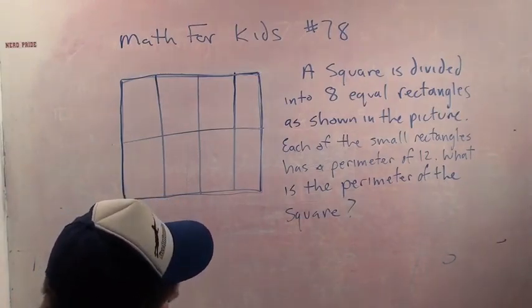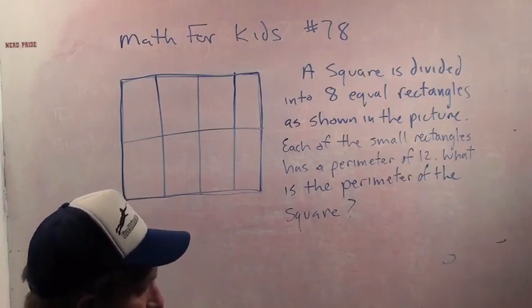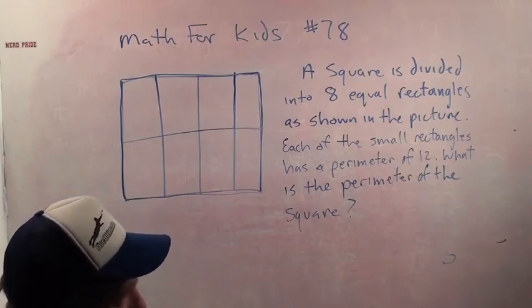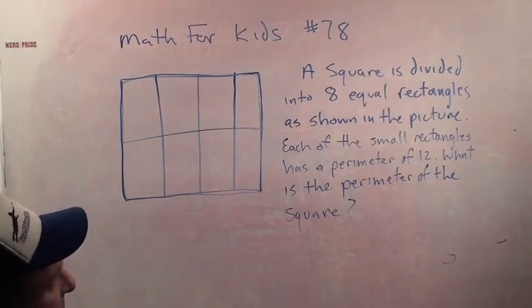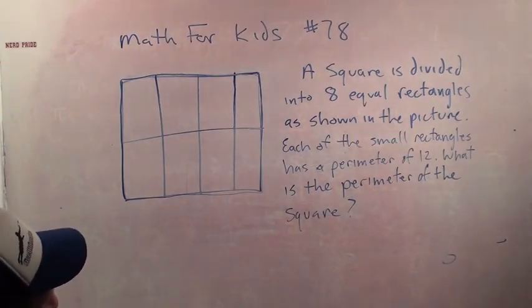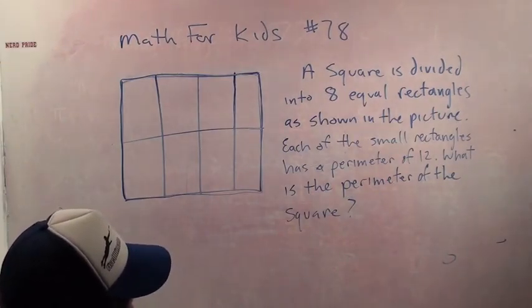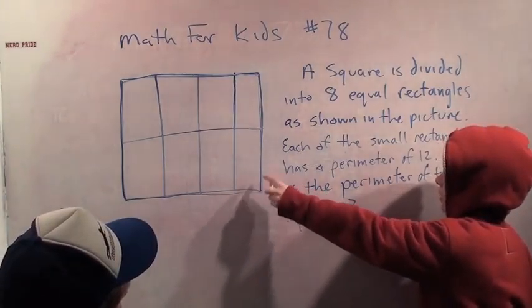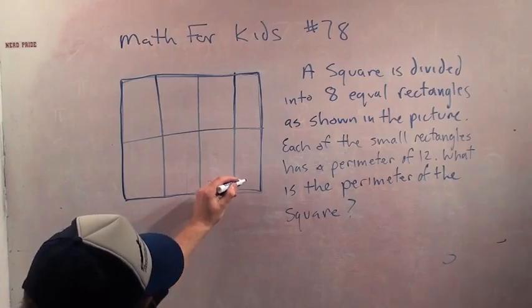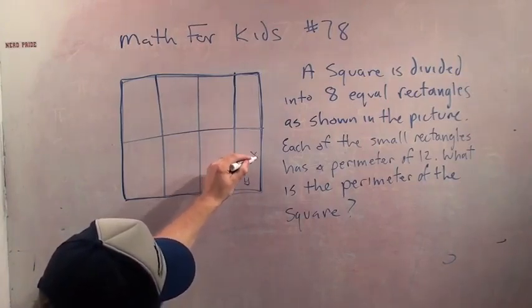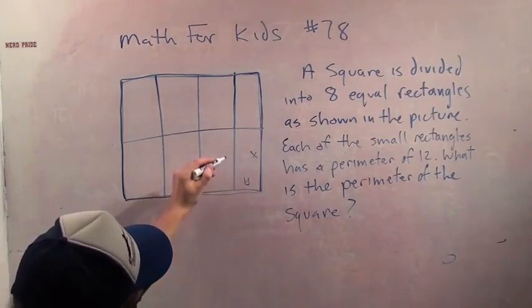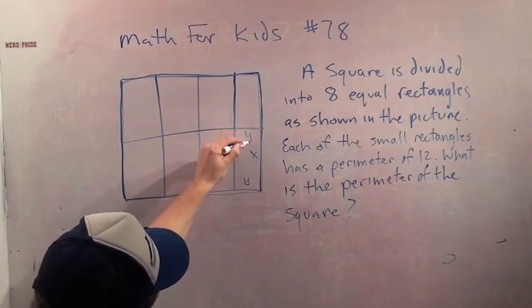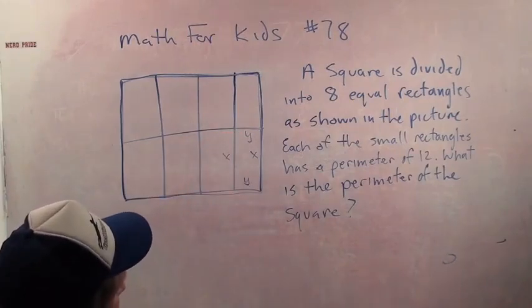We don't have a lot of information here. So what do you want to do? This is kind of a tricky one. We can call the short side y and the long side x. Okay, that's fine. Then this will be x also, and this would be y. Does that tell us anything?